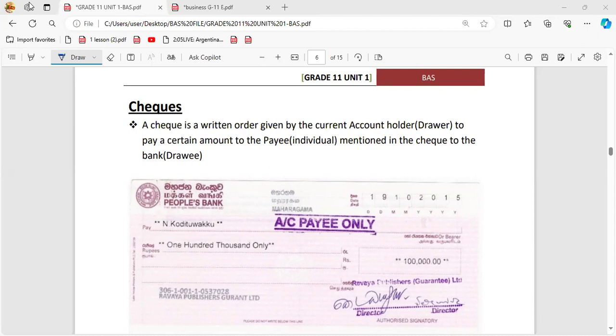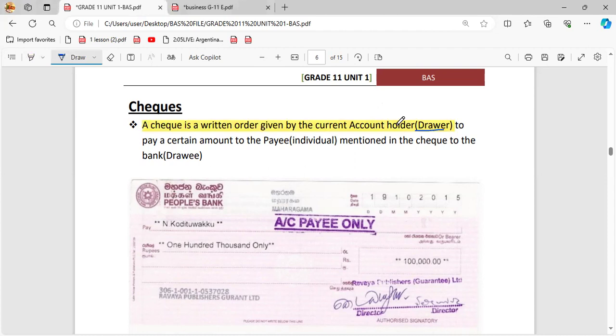Okay, fine. What is a check? A check is a written order given by the current account holder. Now remember that story. I am paying Asif. Therefore, I am the current account holder. I am the drawer. Who is the drawer? Drawer means the person who writes the check. Drawer means the person who signs the check. Therefore, a check is a written order given by the drawer.